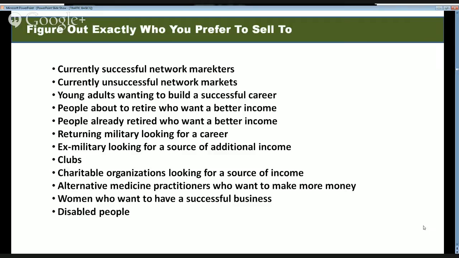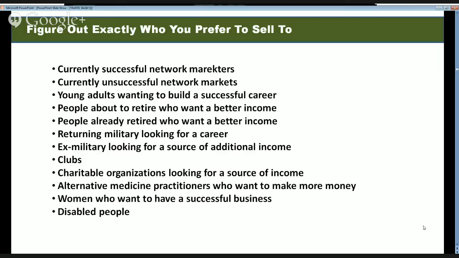Military people that are returning and looking for a career, that's another possibility that you may be able to relate to. Maybe you're ex-military. And if you are ex-military looking for a source of additional income, maybe they're retired, but they want more money. Okay, great target market. Clubs that you belong to, those are great target markets. A lot of clubs want more and more and more income. Okay, they want to be able to do their activities.